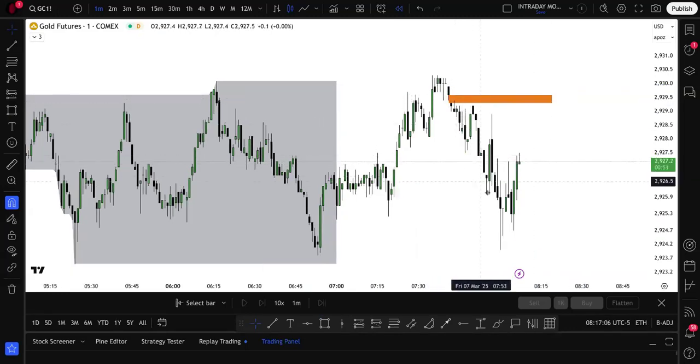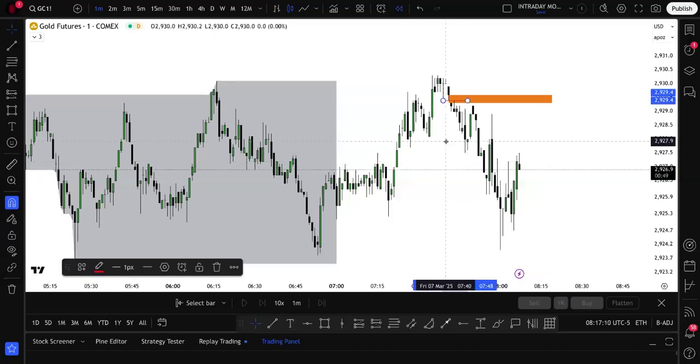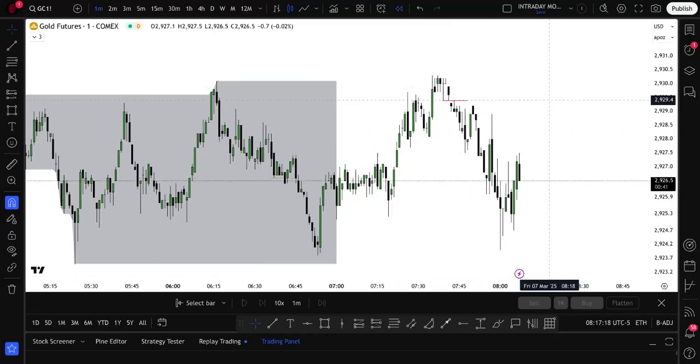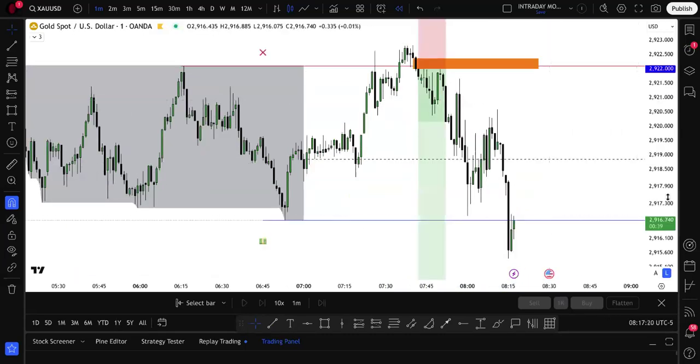Price hits in the volume imbalance, trades down. There's a swing low inside that volume imbalance. Right, if I had to change it up a little bit, change the style of it, there's a swing low inside the volume imbalance. Price tags it. There you go. Very interesting stuff to see.